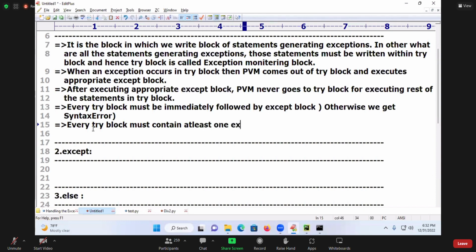So that indicates every try block must contain at least one except block. And it is recommended: will you write only one except block or more than one? More than one except block, because I need to give you more user friendly error messages. It is recommended.